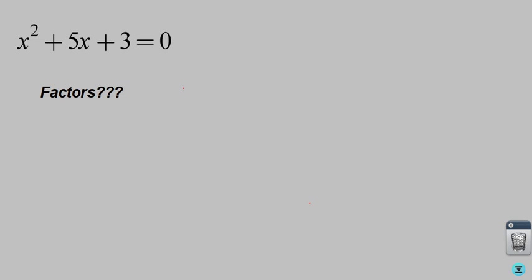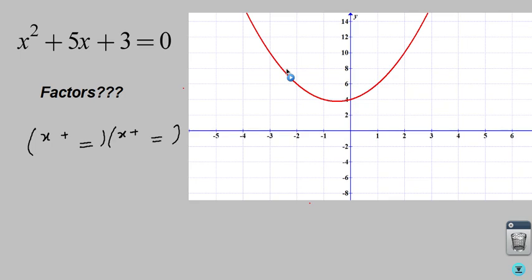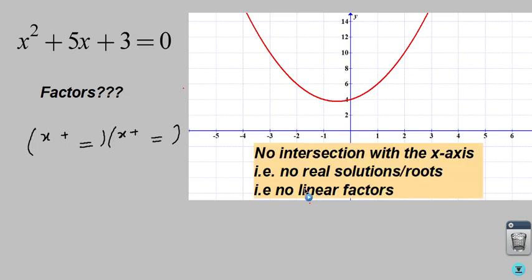Now let's consider this quadratic equation. x squared plus 5x plus 3 equals 0. Can we factorize it? Can we find two factors, where the signs here are plus and plus? We want two numbers whose product is 3 and whose sum is 5. You can try, but you won't find any. If we draw the curve, we find that this curve does not cross the x-axis. So, since there is no intersection, it means that there are no real solutions, no real roots for this quadratic.